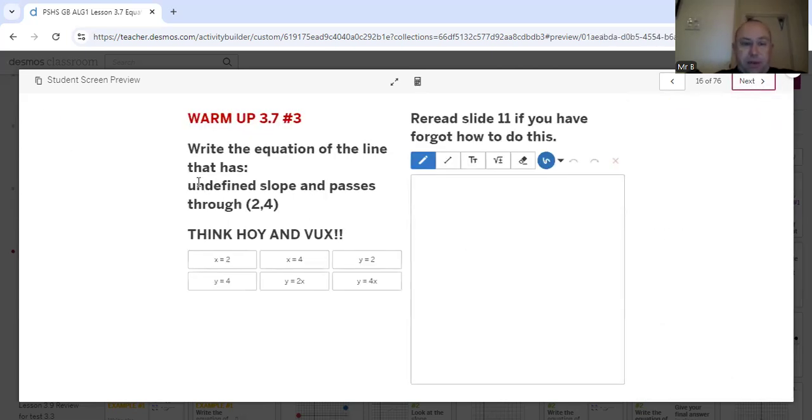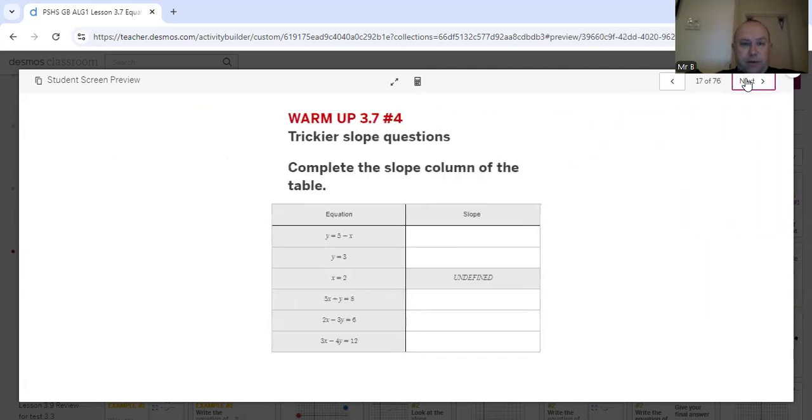This is the one that should be easier. We are going to follow those 6 steps unless we see something that says undefined slope or something that says 0 slope, and there are special ones. So the u of undefined is in our word vux here. So that tells me my answer is going to be x equals, and then I just look for the x coordinate here, which is 2, and I'm done. So that one's really quick to answer, and you don't want to spend too long trying to answer it.